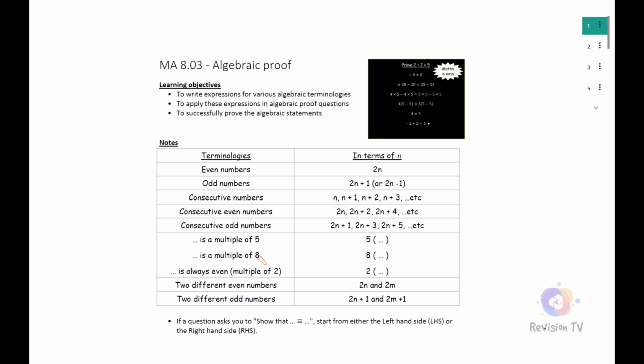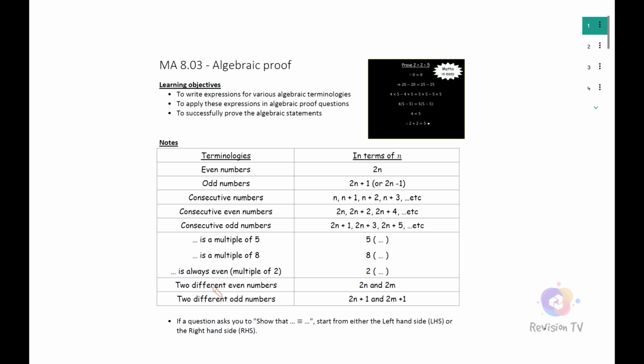To prove you're a multiple of 5, you want to factorize a 5 outside the bracket. So your final answer should look like this: 5 and then a bracket. Even though you may be able to factorize something else inside the bracket, you do not need to. All you need is the 5 and then a bracket. A multiple of 8, 8 and a bracket. When it says always even, which is the same as saying it's a multiple of 2, you just have to pull out a 2. Okay, so even means a 2.